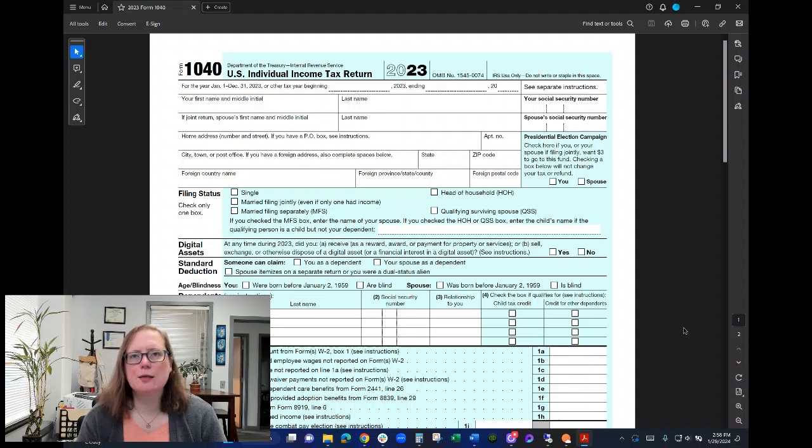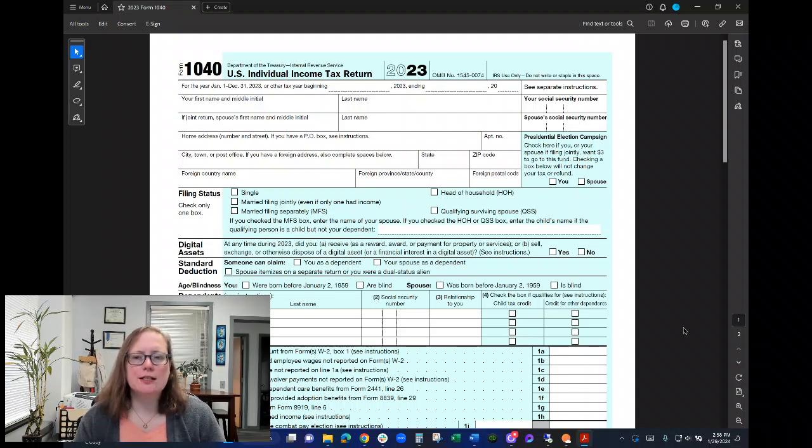There are some exceptions if you are in a federally declared disaster area. So if there is a tornado or a flood or something that is a federally declared disaster, there may be extensions of those deadlines. If you run out of time, can't get it done by April, you can file an extension, which gives you until October 15th.